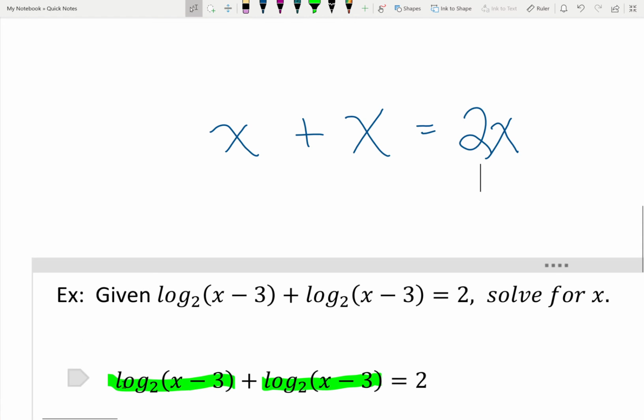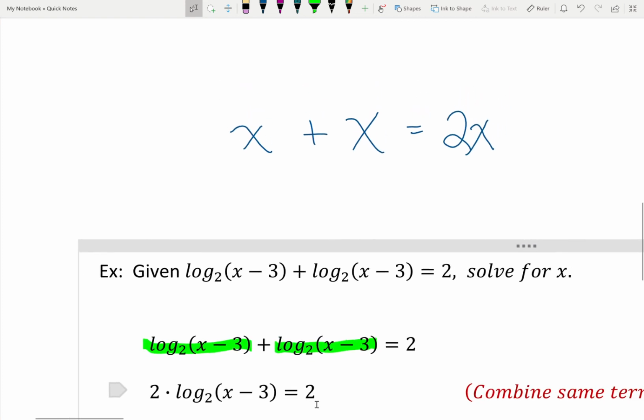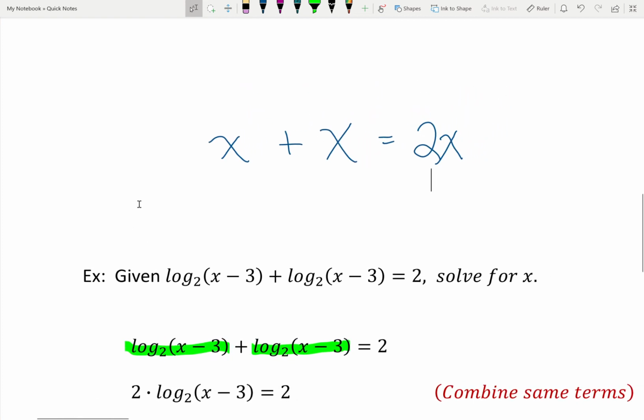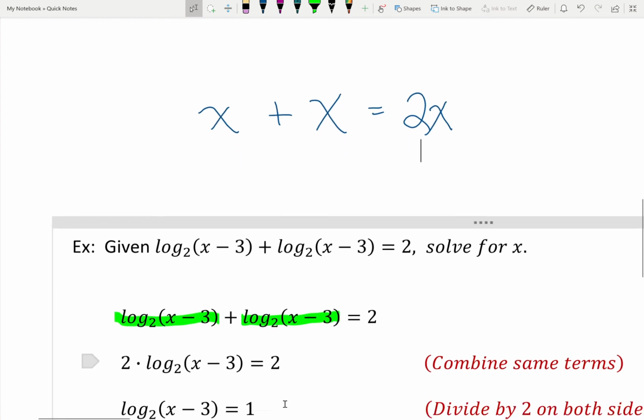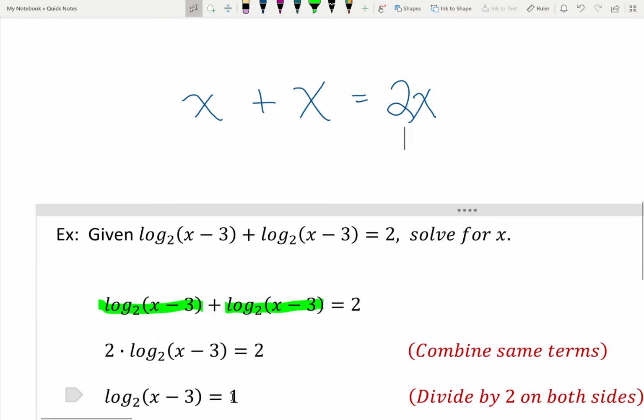So the way we combine them is we just say we have 2 log base 2 of x minus 3 equaling 2. So I combine the same terms. Makes my life a lot easier. Okay, so here's the other thing we could do. I have a 2 on the left side, and I have a 2 on the right side. Let's kill them. I'm going to divide both sides by 2. Then on the right-hand side, I'm just left with 1, and on the left-hand side, I'm just left with log base 2 of x minus 3.